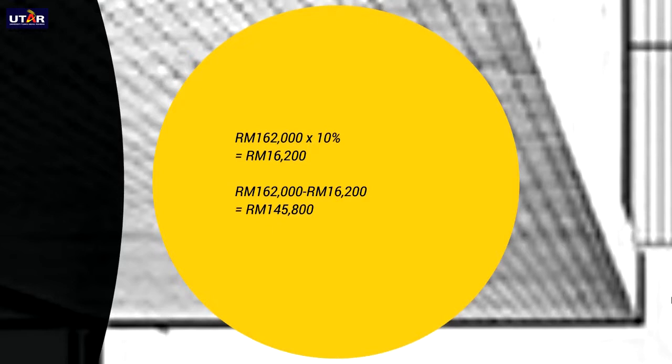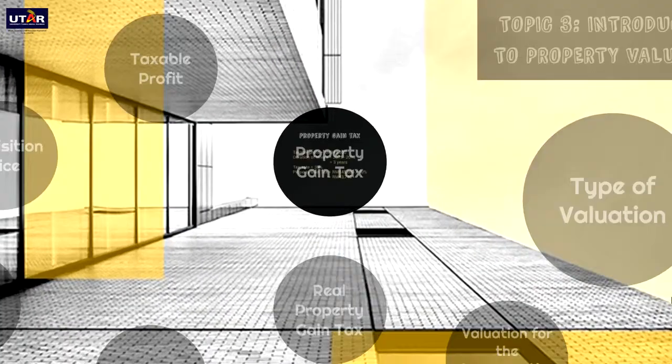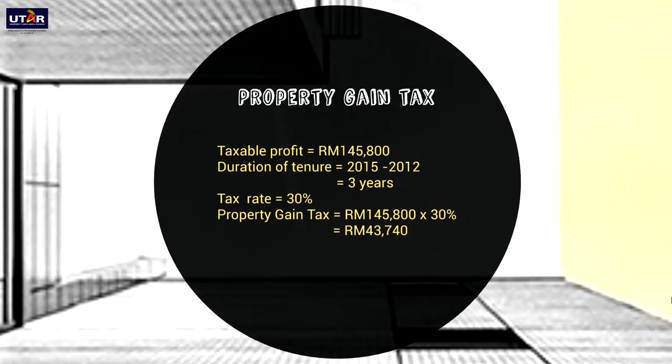The total taxable profit is 145,800. So at the end, in order to get the property gain tax, we need to find out the duration of the tenure. In this case, the property was bought in 2012 and disposed in 2015. So the total duration of the tenure is 3 years. Going back to the table, the tax rate for 3 years is 30%.